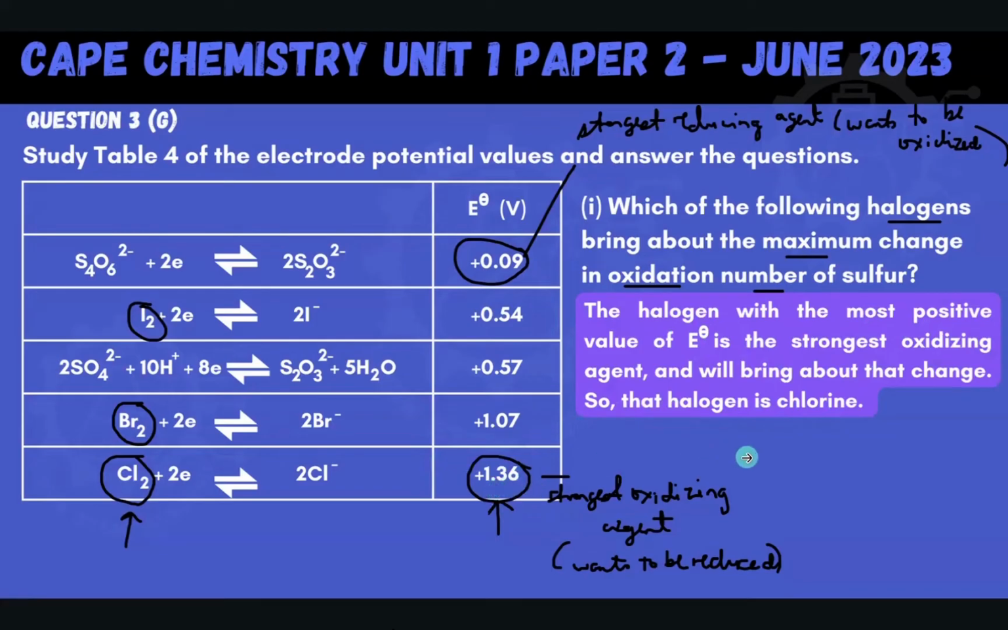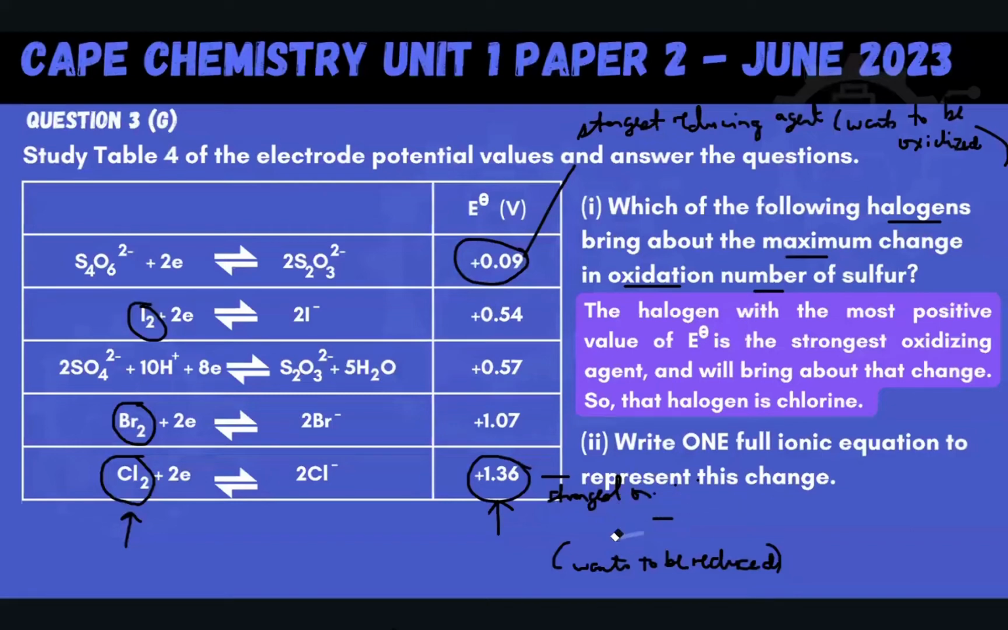All right, so the next part of this question is saying, write one full ionic equation to represent this change. So that maximum change in oxidation number of sulfur. They want a full ionic equation. And if we're going to construct a full ionic equation, we're going to start with our half equations, okay? So what I'm going to do is I'm going to just clear some space here.